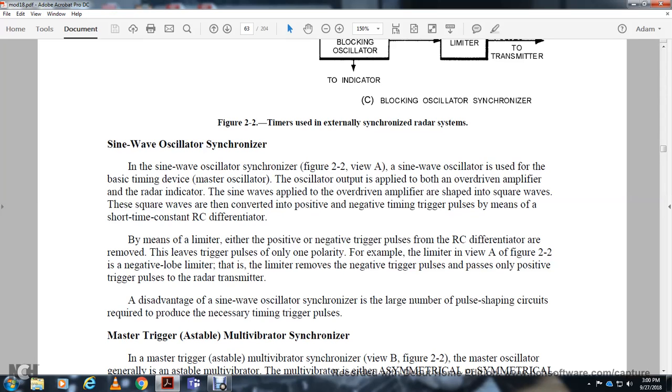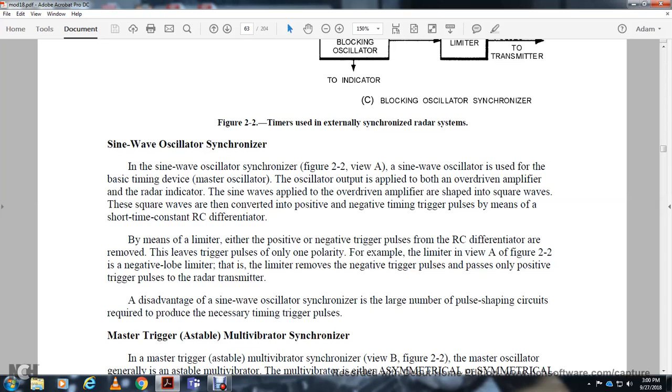The sine wave oscillator is used as a basic timing device. The master oscillator output goes to the overdriven amplifier and the radar indicator. The sine wave applied to the overdriven amplifier is shaped into a square wave. The square waves are converted into positive and negative timing triggers by the short time constant of the RC differentiator. The limiter removes either the positive or the negative trigger pulse from the RC differentiator, leaving only one trigger pulse for the external circuit. In view A of figure 2.2, the limiter removes the negative trigger pulse and passes only the positive trigger pulse to the radar transmitter.